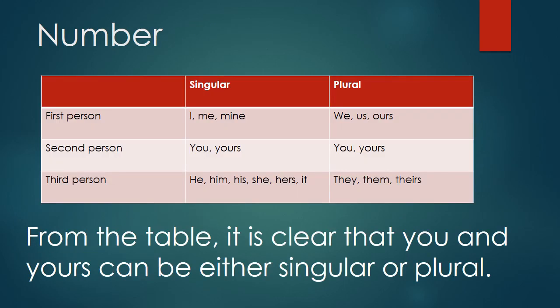Singular. First person singular is I, me, mine. First person plural will be we, us, ours. Second person singular is you, yours. Second person plural, you, yours. Third person singular: he, him, his, she, her, hers, it. And third person plural is they, them, theirs. From the table it is clear that you and yours can be either singular or plural.